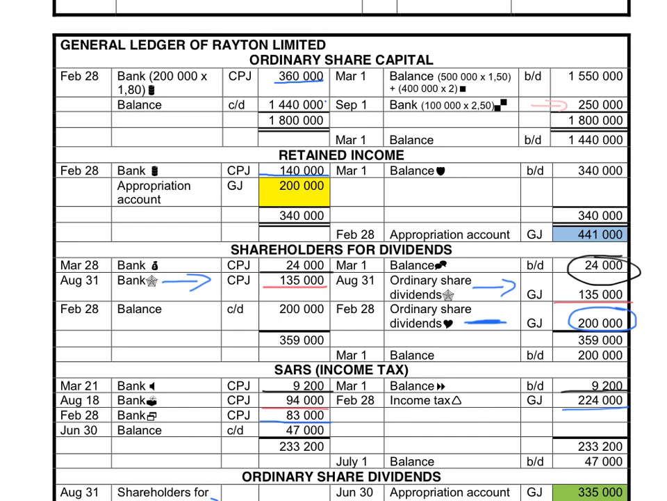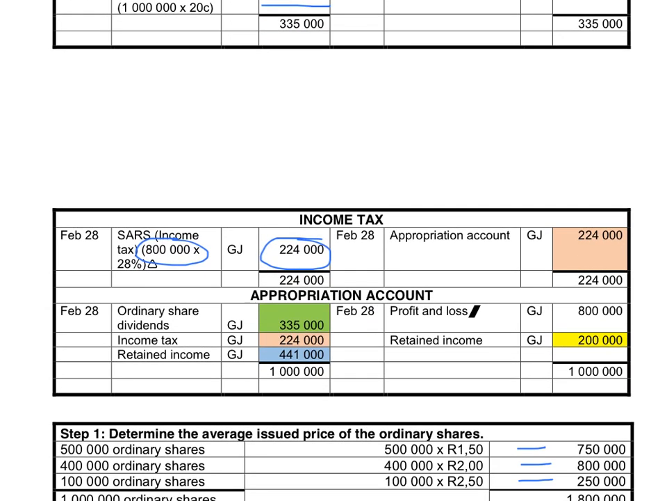Then I have to do the appropriation account so that I can determine the profit for the year after we paid the ordinary share dividends and the tax. The first entry that I will complete is to take this 200,000, the difference between the retained income at the beginning of the year and the 140,000 that we had to take out of retained income for the buyback, and I transfer that 200,000 to my appropriation account.